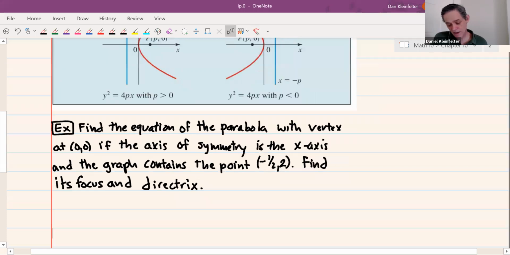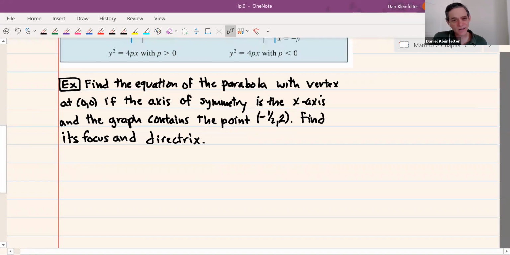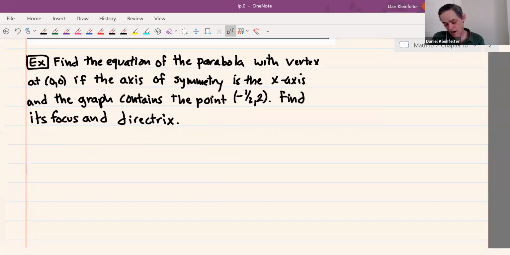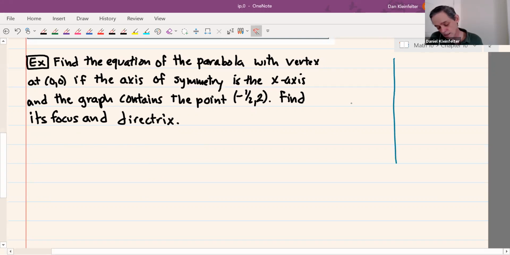Okay, so even if a graph is not explicitly requested, it can be a good idea to make even a rough sketch of a graph to help you answer the question. So let's think about what has to be. The vertex is at the origin. Okay, we need that. The axis of symmetry is the x-axis.